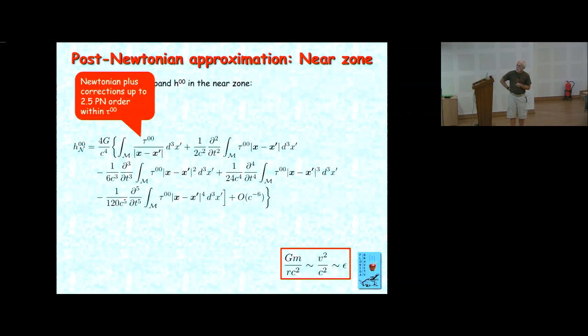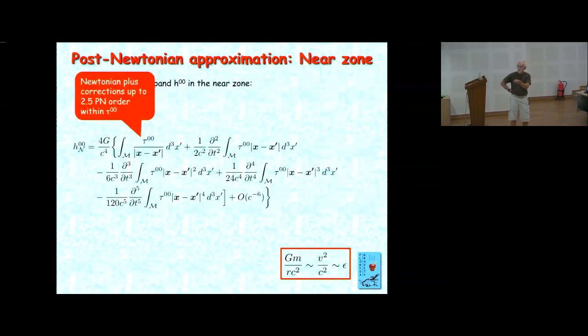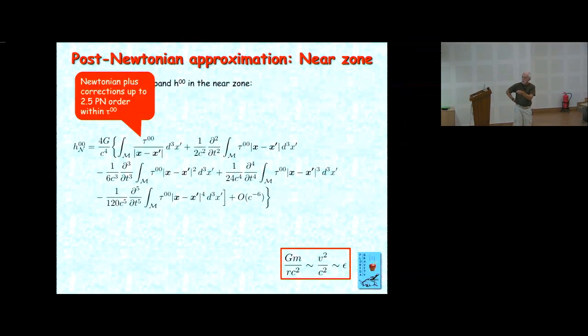Now the next term, notice, has two time derivatives. What happened to the term that involved one time derivative? Remember, there was a sequence with L equals 0 to infinity: 0 time derivatives, and then 1, 2, 3, 4, 5. But we've skipped the one time derivative and got two. What happened to the next term with one d/dt? What did that term look like?